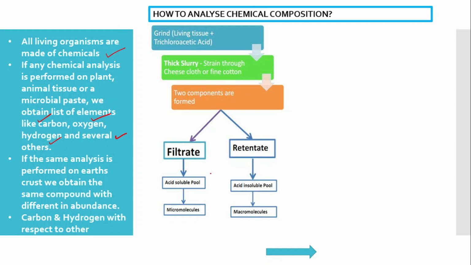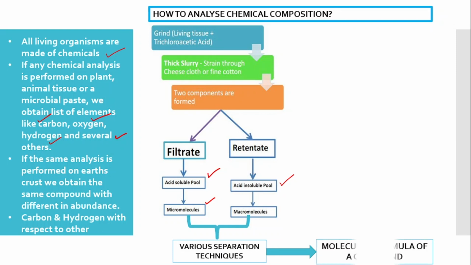The filtrate is acid soluble and contains micromolecules, whereas the retentate, which cannot pass through the filter cloth, is the acid insoluble pool and contains macromolecules. If you perform various separation techniques on these micromolecules and macromolecules, you will get the specific molecular formula of each particular compound.